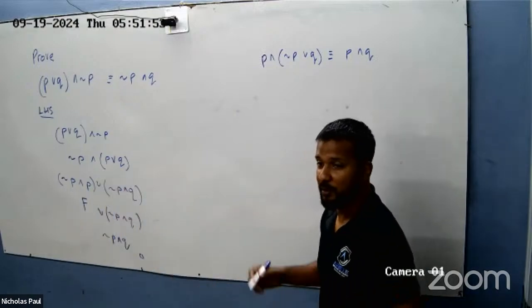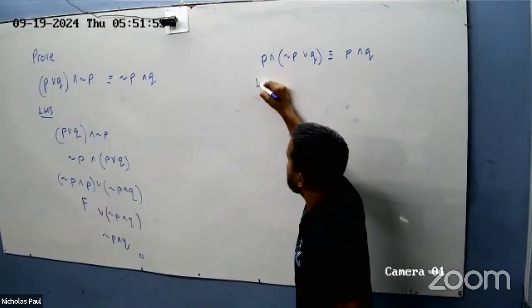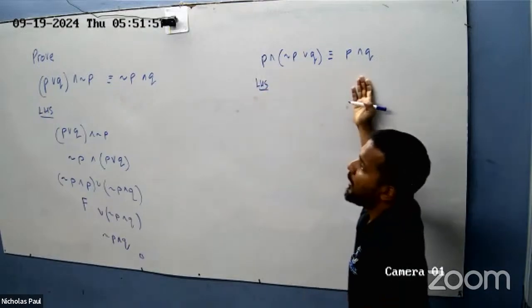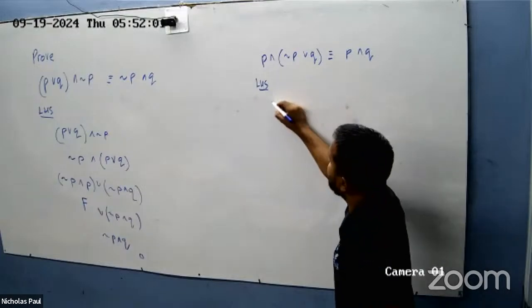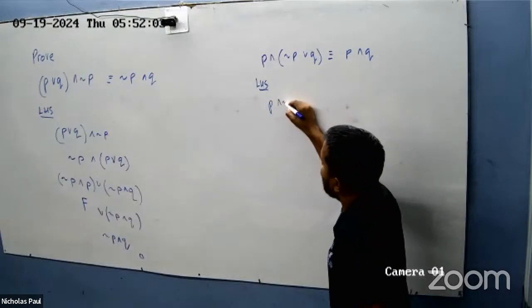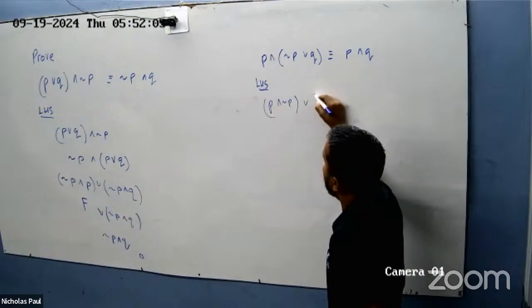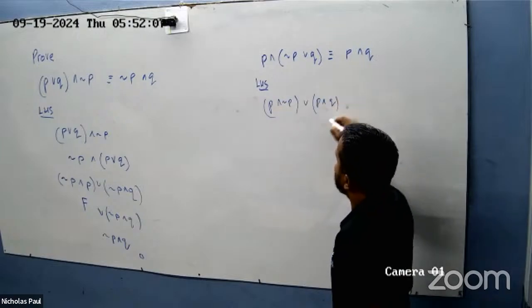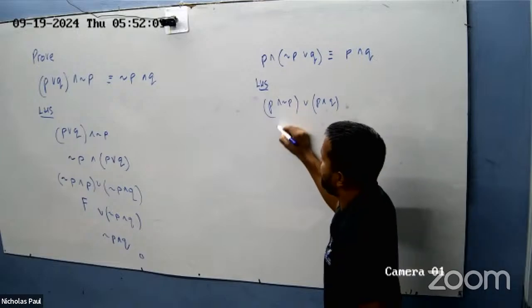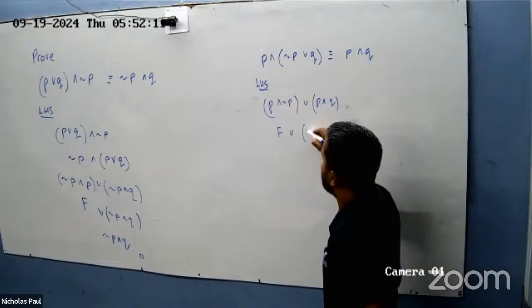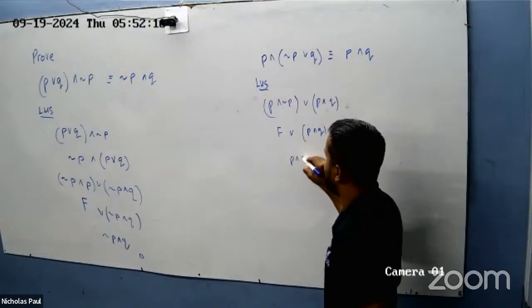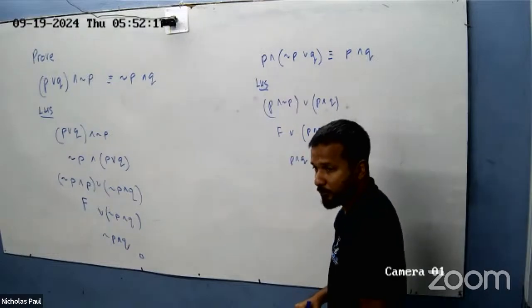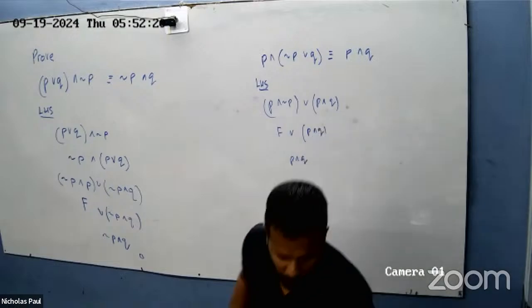Left hand side. Again, you have to choose which side to use. So this is P and the negation of P, or P and Q. P and the negation of P, that'll be false. False or anything is anything. That's okay? Let's go again.